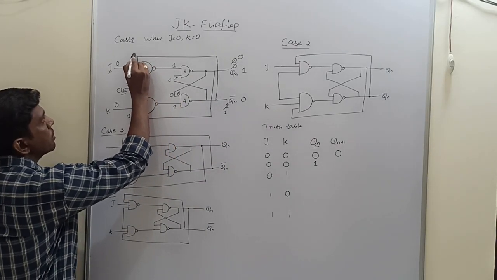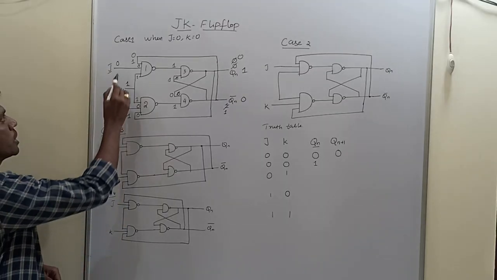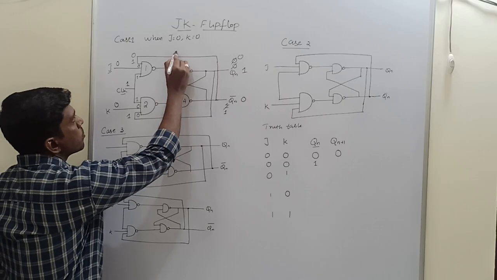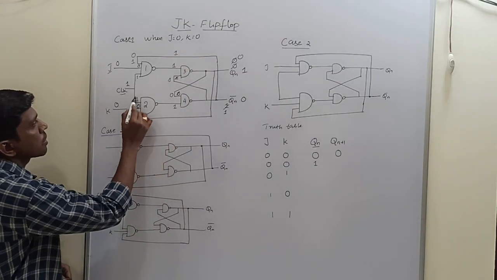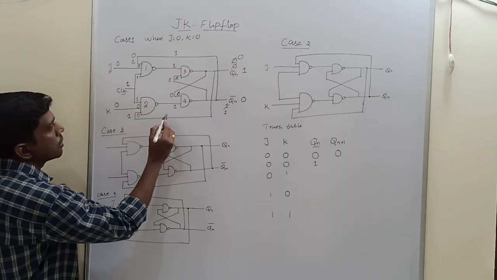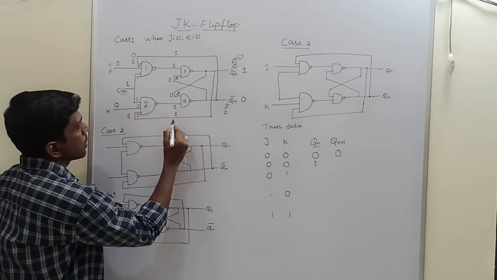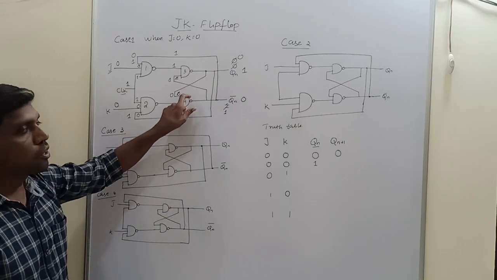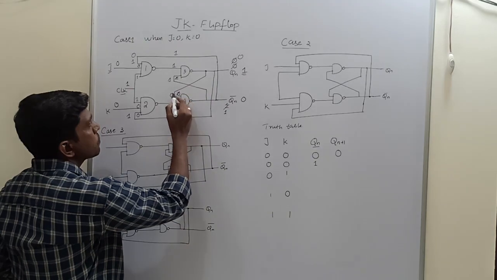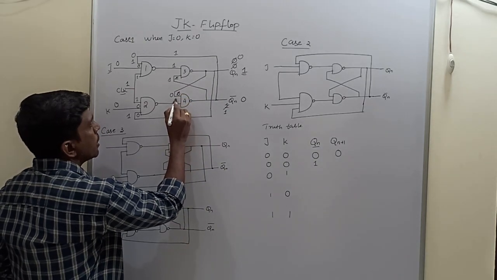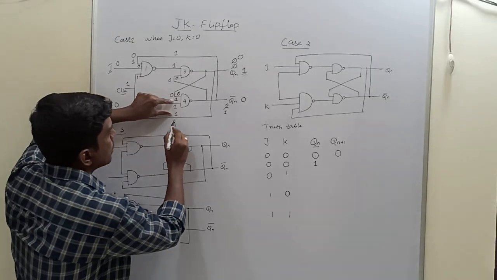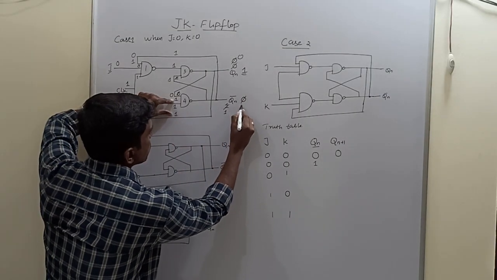Let me write it here. So J value 0, first input 0, clock value 1. The corresponding output is 1. Then here the clock value is 1, K value is 0, and this value is 1, so the corresponding output is 1. Then come to the feedback path. Now the Qn value is 1, so this 1 is fed back to the fourth NAND gate input. Now both values are 1 1, so the corresponding output is 0.